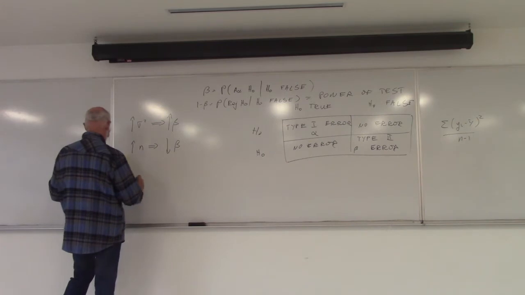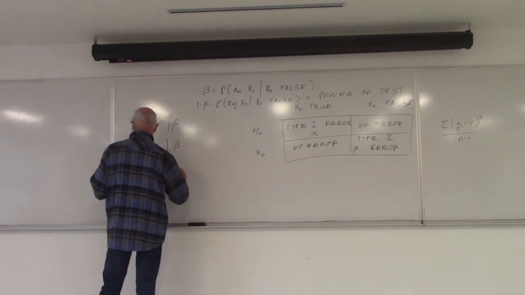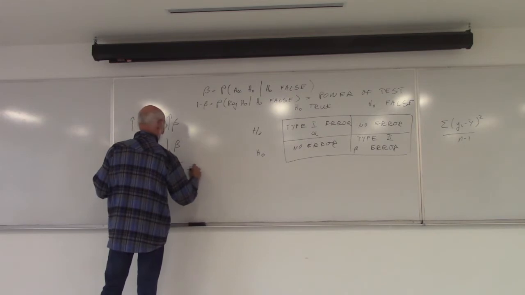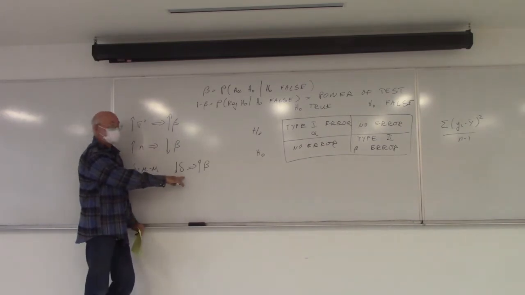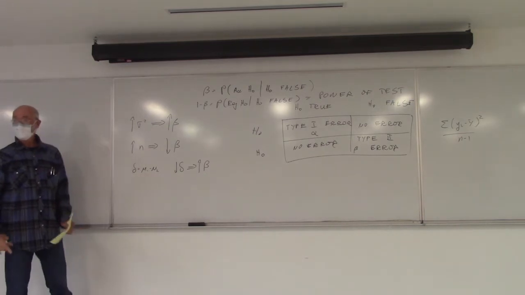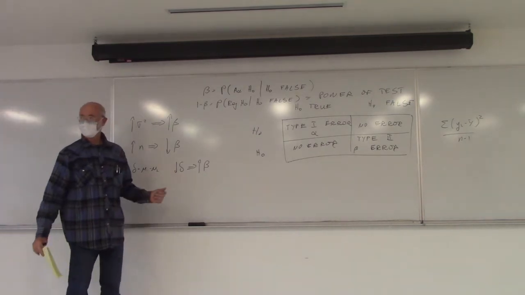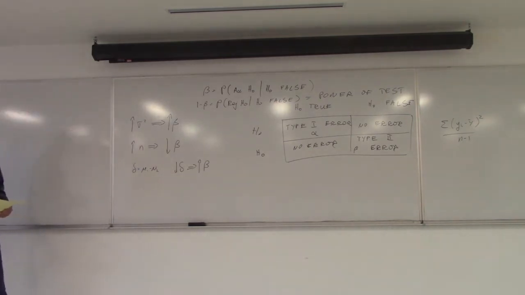And finally, as delta, which equals mu1 minus mu2, decreases, beta increases. So as the difference between your treatment means gets smaller, your type 2 error rate gets bigger, and therefore your power gets smaller. Okay? So if the differences between your groups get really, really small, your ability to find it is going to be reduced. All right?